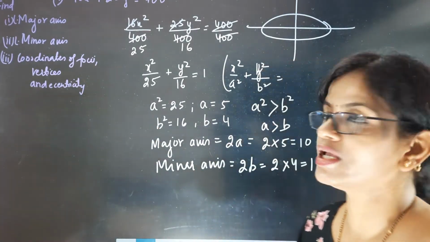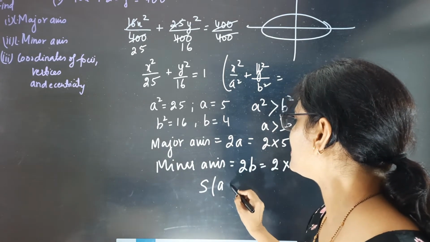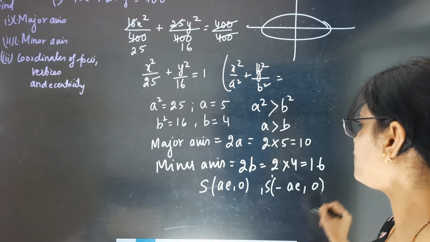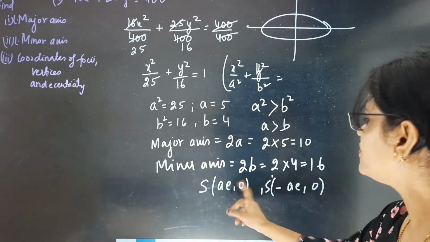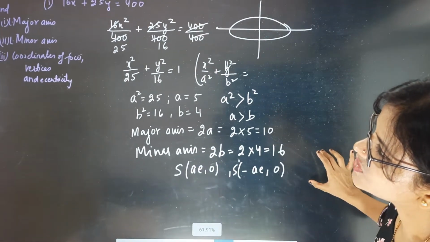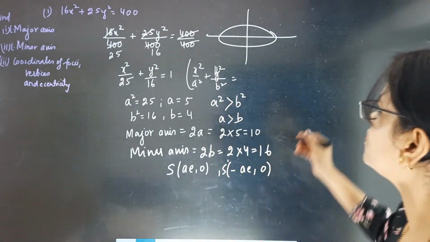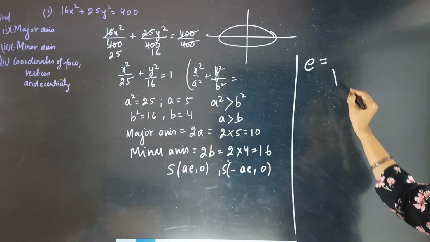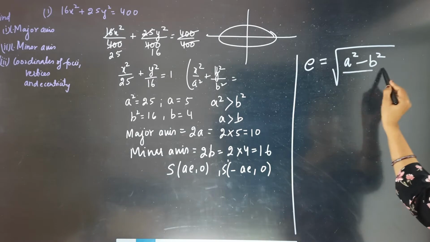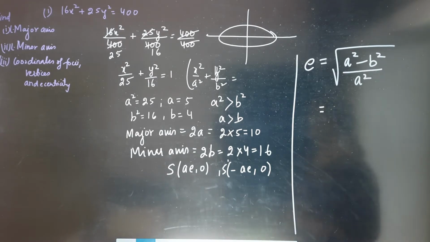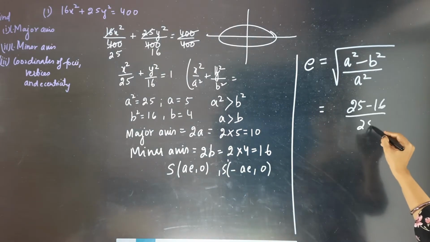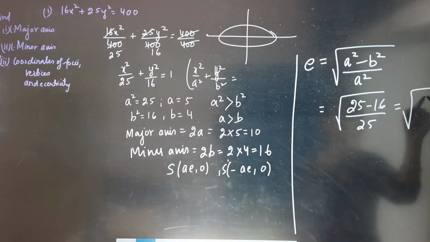Now the coordinates of foci. I told you S will be ae comma 0 and S dash will be minus ae comma 0. We know a but we don't know the eccentricity. So first we have to get the eccentricity. When the major part of the ellipse is resting on the x axis, eccentricity is root under a square minus b square by a square. A square is 25, so 25 minus 16 by 25 under root is root under 9 by 25. So the eccentricity is 3 by 5.